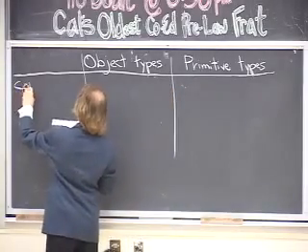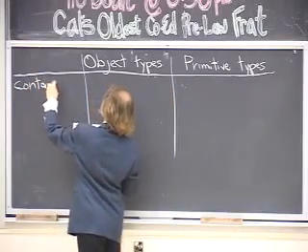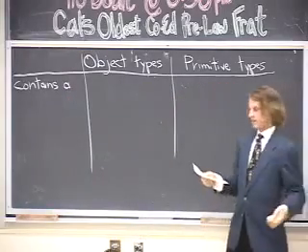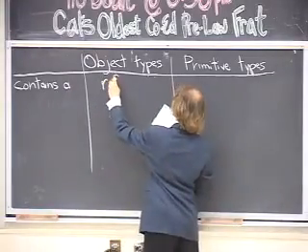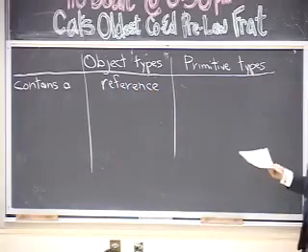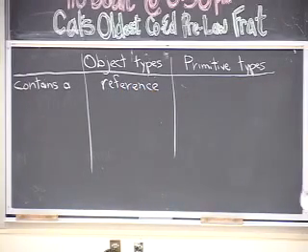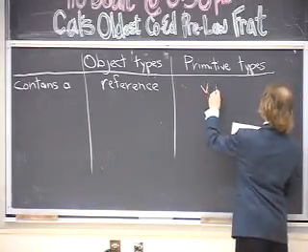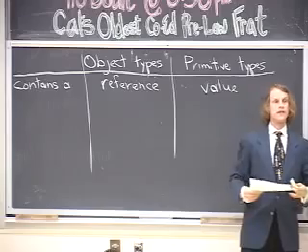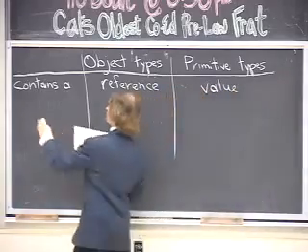First of all, what is actually stored in these variables? If you declare a variable of an object type, it contains a reference that points to something. And if you declare a primitive type variable, that variable actually contains a value. How are these things defined?